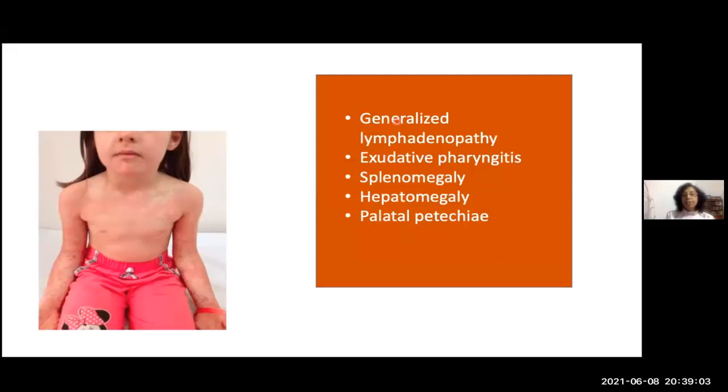So when there is such a constellation of clinical symptoms and signs, it's not difficult to clinically diagnose this condition as infectious mononucleosis caused by Epstein-Barr virus. So again, this is mostly a benign infection, but sometimes can be associated with other system involvement, causing a pneumonia or sometimes myocarditis or encephalitis or autoimmune hemolytic anemia.